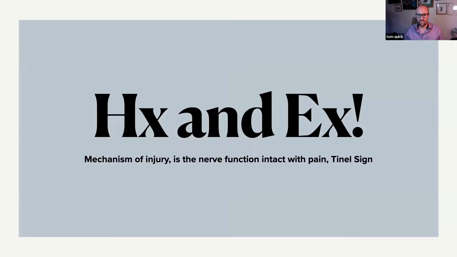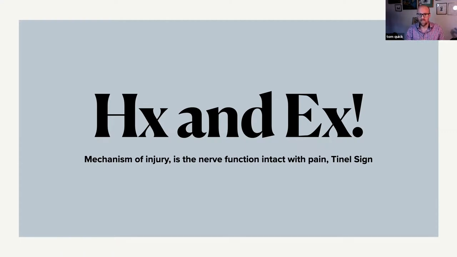And the key thing here is history and examination. The mechanism of injury, like all trauma: were you hit by a small toddler on a push bike, or was it a motorbike at 100 miles an hour? Were you hit with a piece of rubber piping or a knife? All of these things are really key to the energy and the mechanism of energy transference.